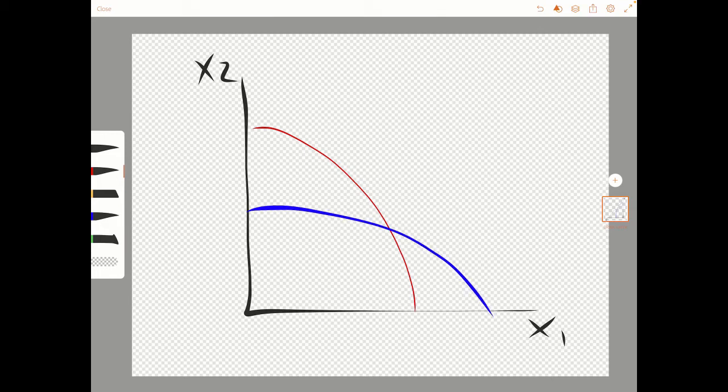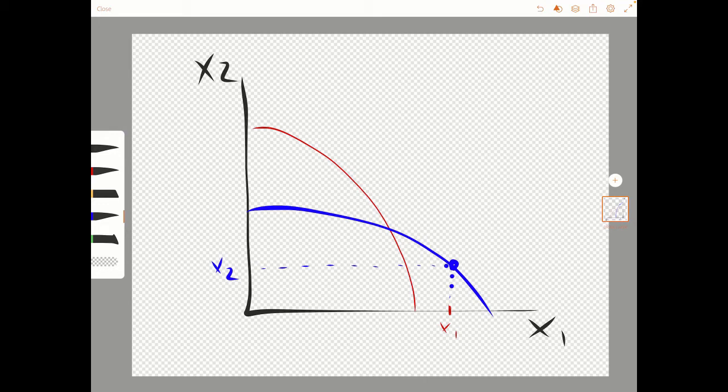And I say, this is how much output I am going to produce. Let's say out here. So this is where I start. You, seeing that and assuming that I'm going to stay there, you're going to go up to your reaction function and you're going to produce that amount of output.